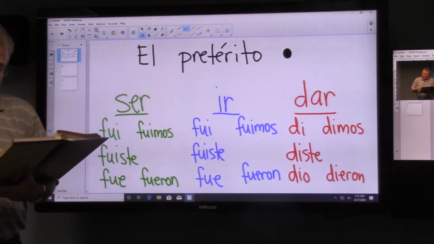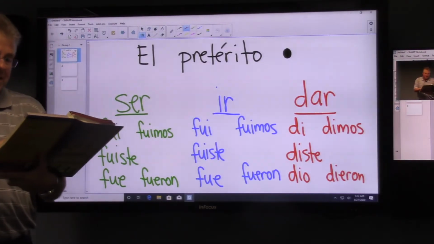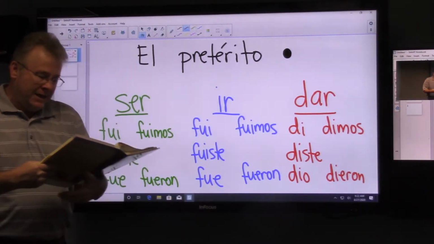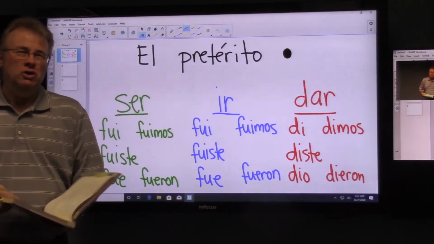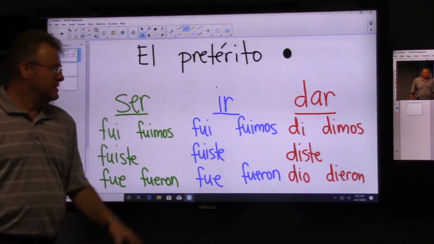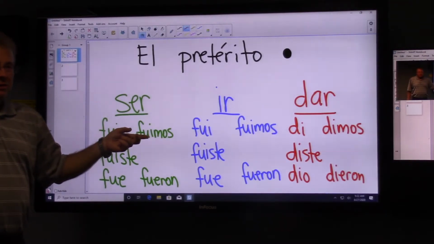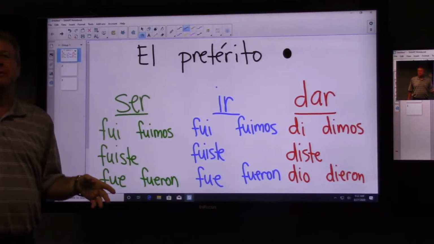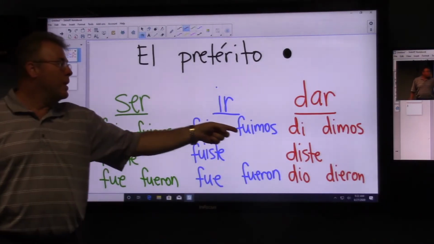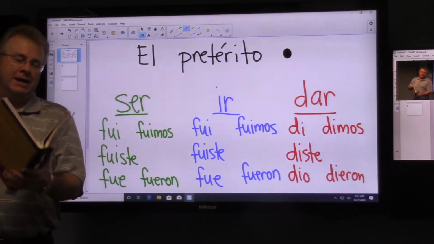Look at the response. Yes, Ana and I went to her house and gave her the presents. Sí, Ana y yo fuimos a su casa y le dimos los regalos. We went to her house and we gave her the gifts. Again, you wouldn't say we was to her house. Well, you might say that if you grew up in the ghetto. Nothing against growing up in the ghetto. I'm just saying that would be poor English. No, we went to her house, right? Nosotros fuimos a su casa.